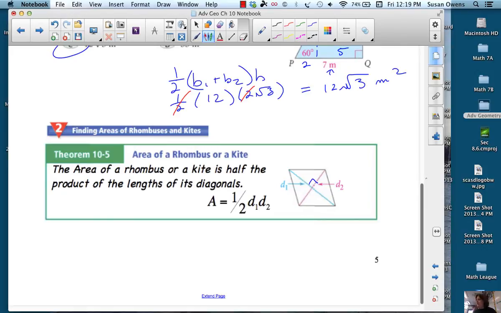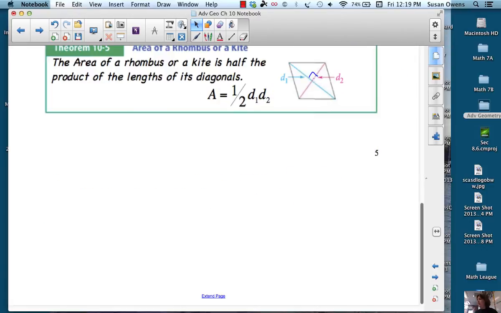The cool part is a rhombus can be a square. So if you have a square, you can actually use this formula, or you can use the rectangle formula. So if you ever have a problem and they give you the diagonals and it's a square, you might want to not try to figure out what the sides are. You might just want to use this formula.